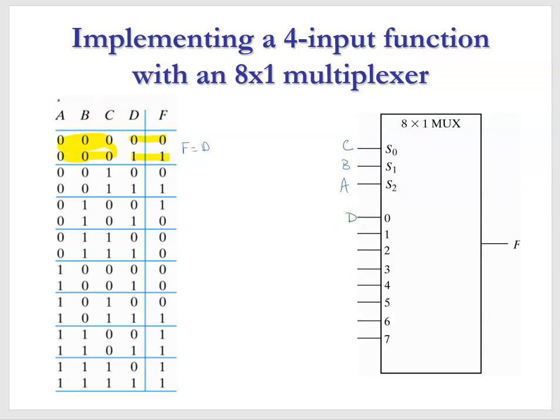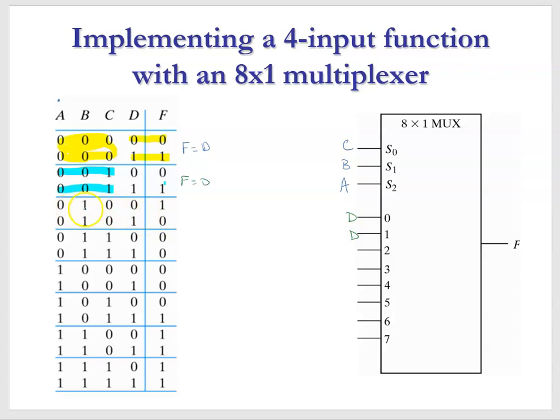When A, B, C are equal to a 1, we still have F is equal to D here, right? So F is equal to D. It's the same, so we get D there.